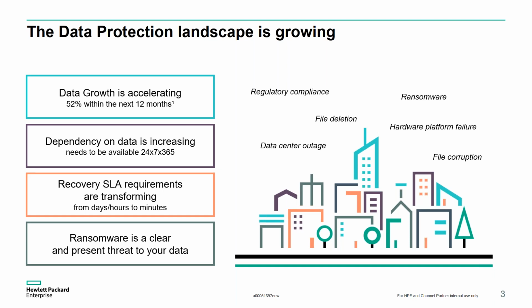Whilst at the same time, dependency on data is increasing, we need data to be ever available. We don't suffer downtime anymore. We need things to be there and running 24/7, 365. Our SLAs for requirements for recovery, but also for use cases, are moving from days and hours to minutes. We need data to be available, but when it's not available, we need to get it back as quickly as we possibly can. The other big threat that we now have in our environments is ransomware. It's a threat to your data that we need to be able to help you prevent against.